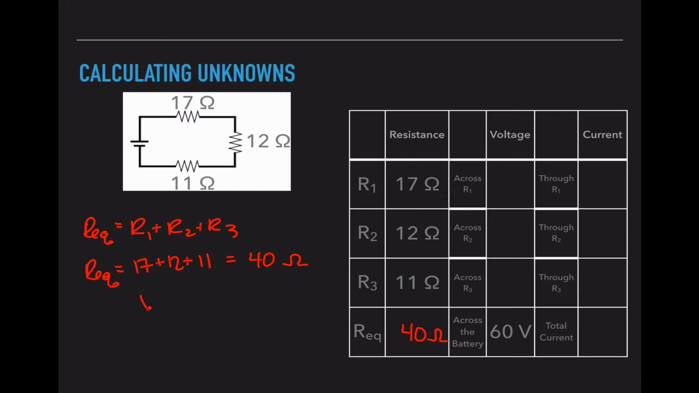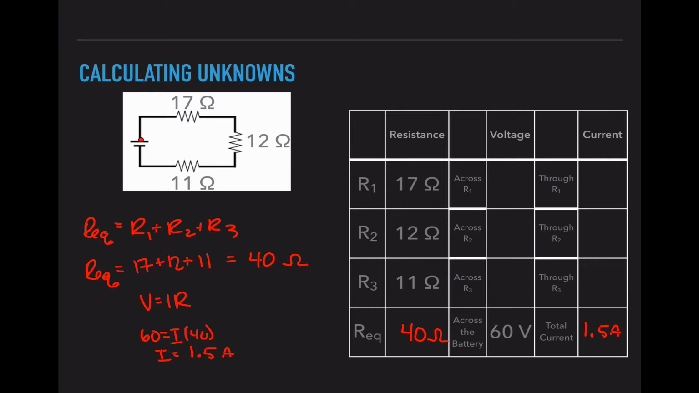I'm going to use V equals IR for this next step. So V is 60 across the battery. If my Req, or my equivalent resistance, is 40, I would have 60 equals I times 40. Divide it by 40, and I is equal to 1.5 amps. So I'm going to write that here.